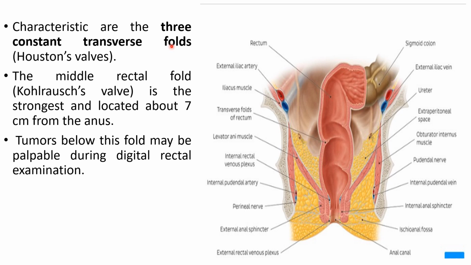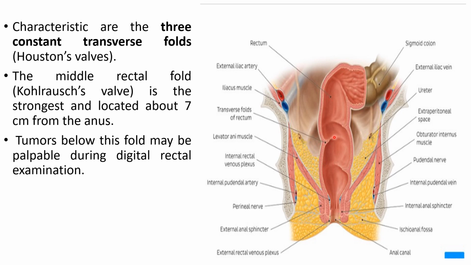It has characteristic three constant transverse folds and these folds are the Houston valves. They are formed by rectal mucosa in the internal wall. The middle rectal fold is called the Kohlrausch valve. It is the strongest of the three folds and it is located about 7 cm above the anus. The three transverse rectal folds are called Houston valves, in which the middle one is called the Kohlrausch valve. This is the strongest one. Tumors below this fold may be palpable during digital rectal examination.